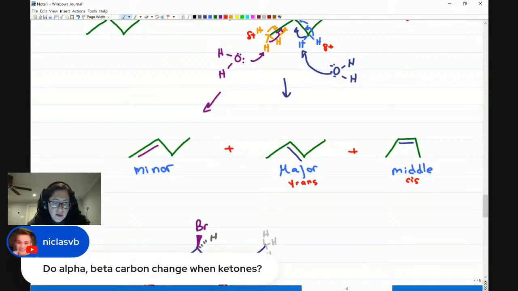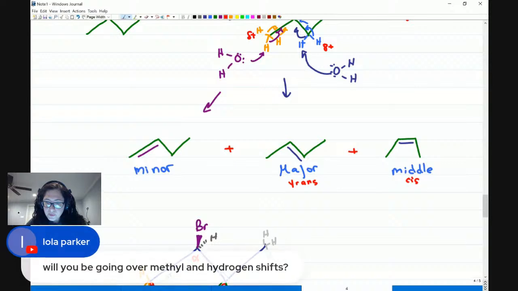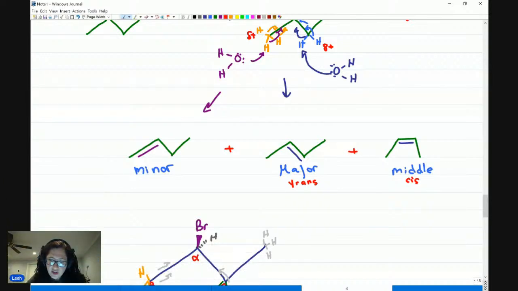Do alpha and beta carbons change with ketones? Yes. So with ketones, you count it differently because the carbonyl carbon is like your 0 and the one next to it is the alpha. Lola, yes, let's actually look at that next because that's really important.